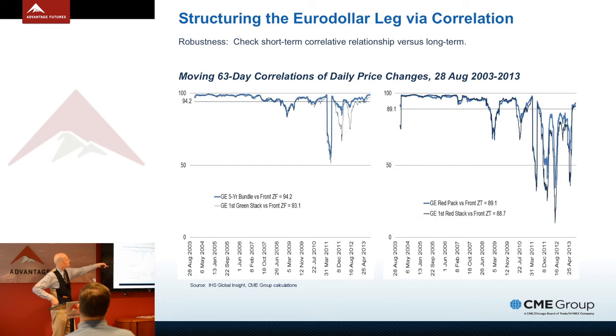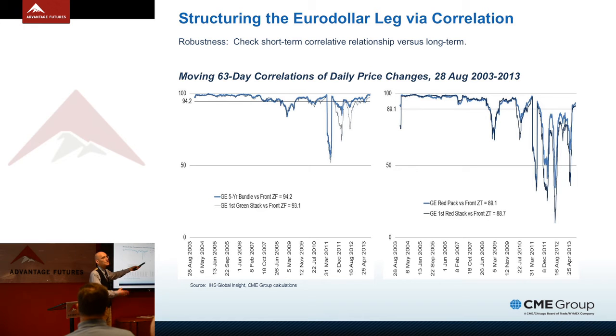It's really easier to look at the 5-year. This is a 5-year on the left, 2-year on the right. So in the 5-year panel, that's the thick baby blue line, the 5-year bundle versus the front 5-year contract. The thin black line is the first green stack. So when do things start coming apart? Well, you can see where the bank crisis of '07 and '08 caused decorrelation relative to the secular correlation value. You can see here where the Eurozone sovereign debt crisis caused decorrelation.